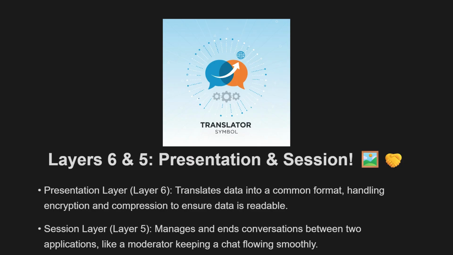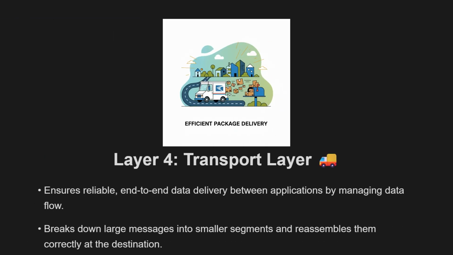Moving to layer 4, we have the transport layer. Imagine you are sending a big package. This layer is like the reliable shipping service. It makes sure all the pieces of your data arrive at the correct destination, in the right order, and without any missing parts. It handles things like breaking data into smaller segments and making sure they're reassembled perfectly.